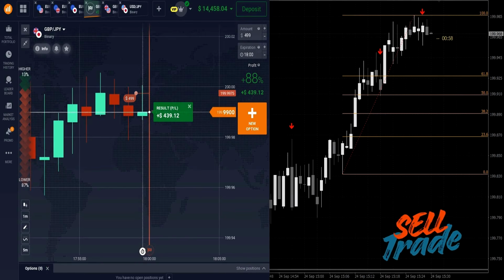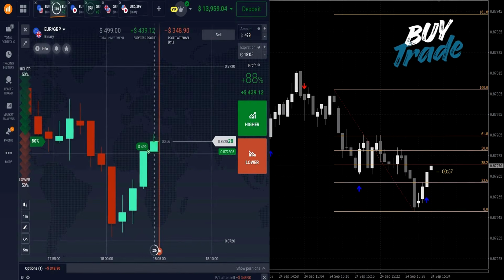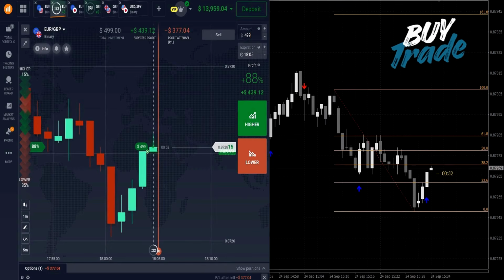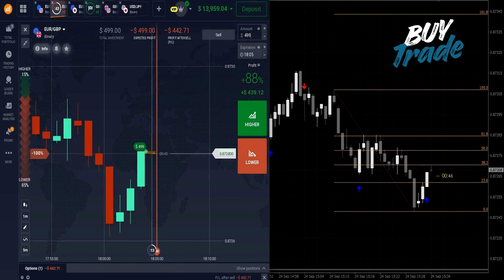Always enter on the next candle after the signal confirmation. Works best on 1-minute charts with 1 candle expiry. Avoid trading during high-impact news events. Best trading hours, European and New York sessions.